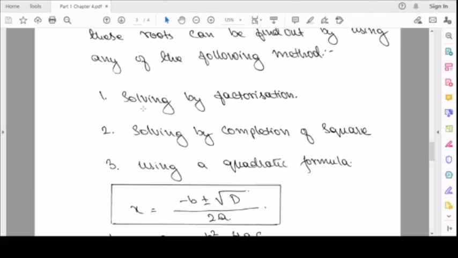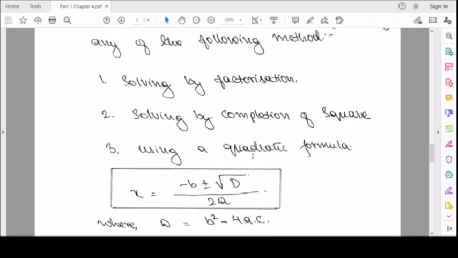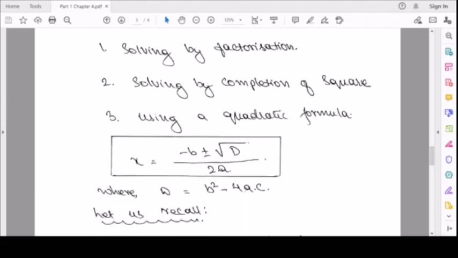And then the second one is by completion of square, which I'm going to teach you in the next few classes. And the third one is by using the quadratic formula. These are the 3 methods by which we can find out the roots of a quadratic equation. What is the formula?